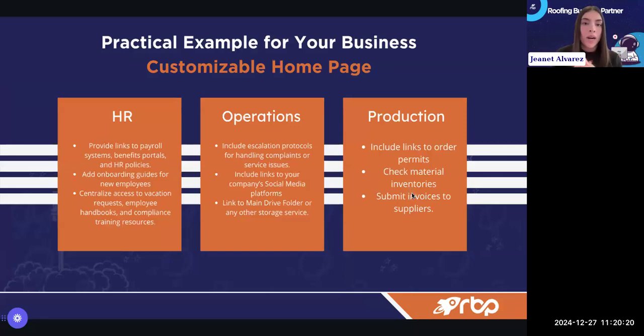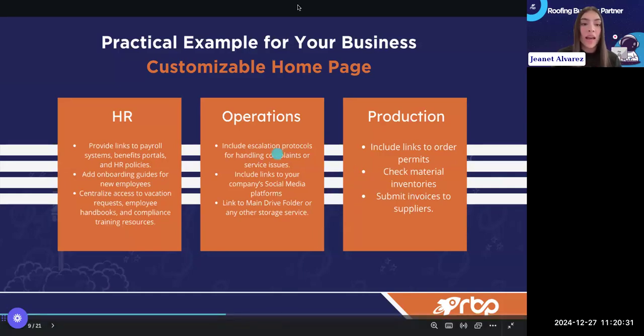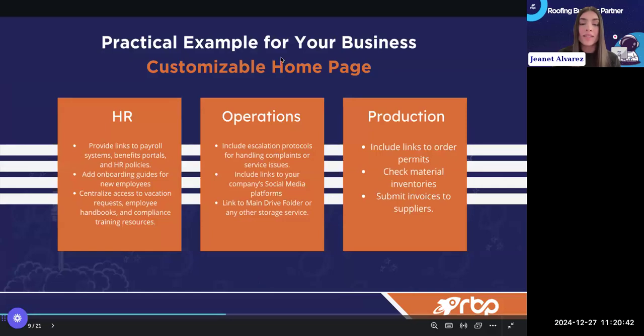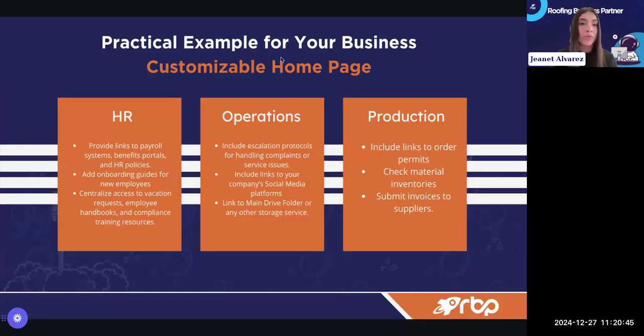Well, these are just some practical ways on how to use a homepage: HR, links to payroll, links to onboarding guides, for example, access to see how to request PTO, handbook, training resources, all of that can be added in there. You can also add escalation protocols. This is something that, for example, whoever is taking care of your phone can take a look at in there and be like, okay, I need to transfer this call to production. Or maybe I cannot resolve this. I need to send this to my office manager or whoever needs to handle the call.